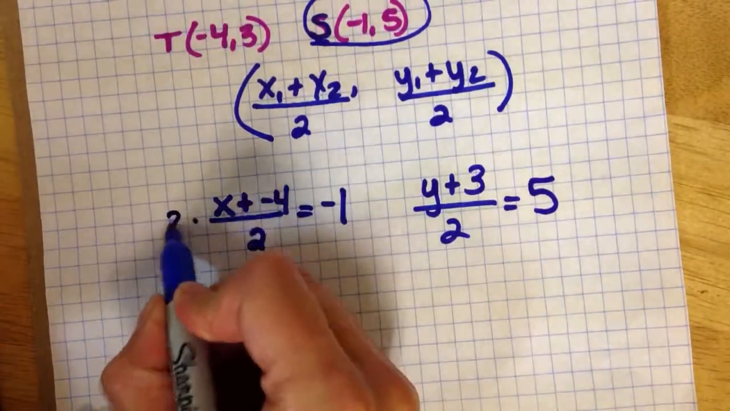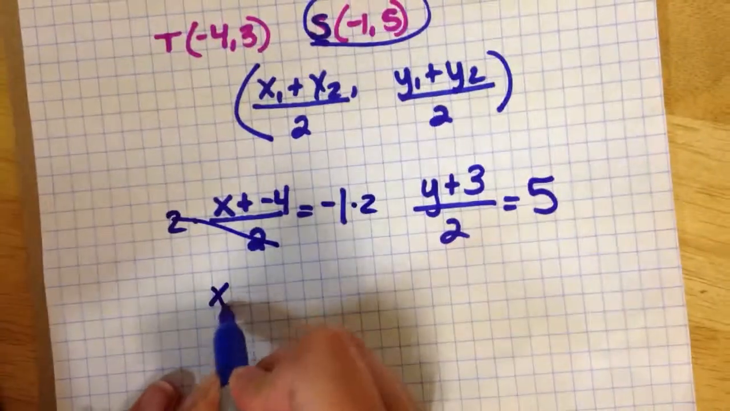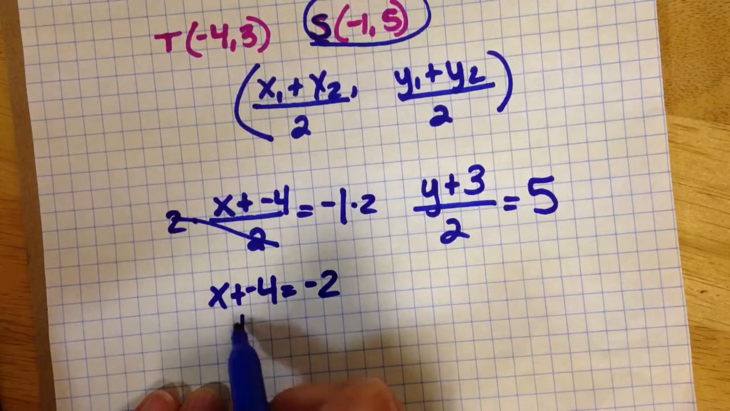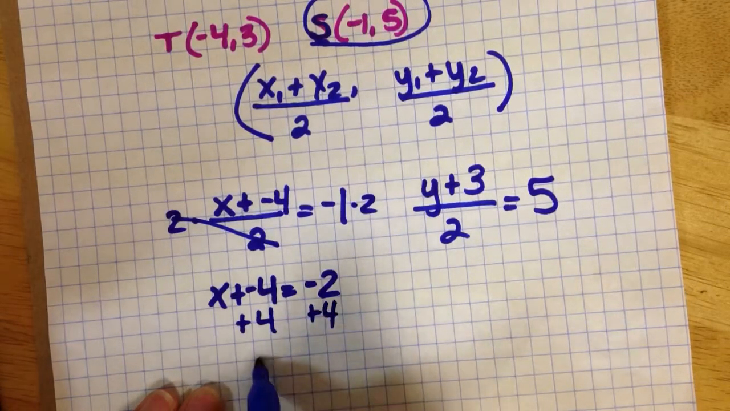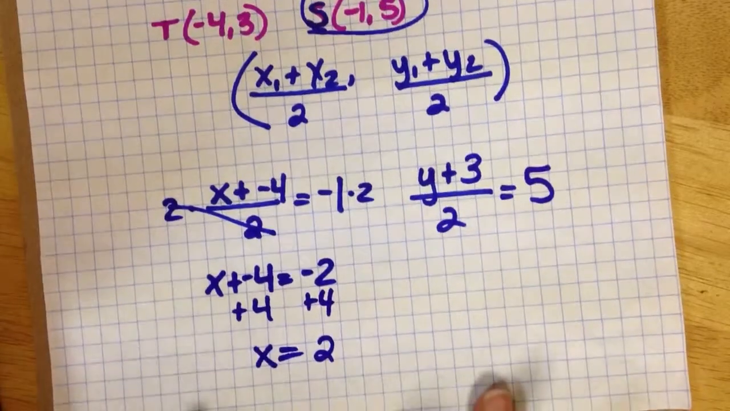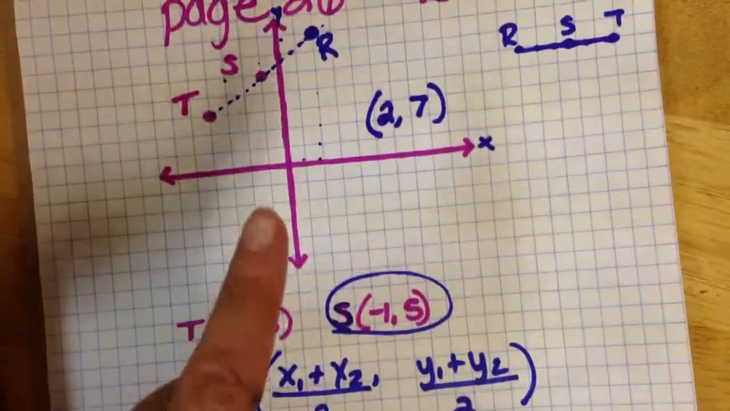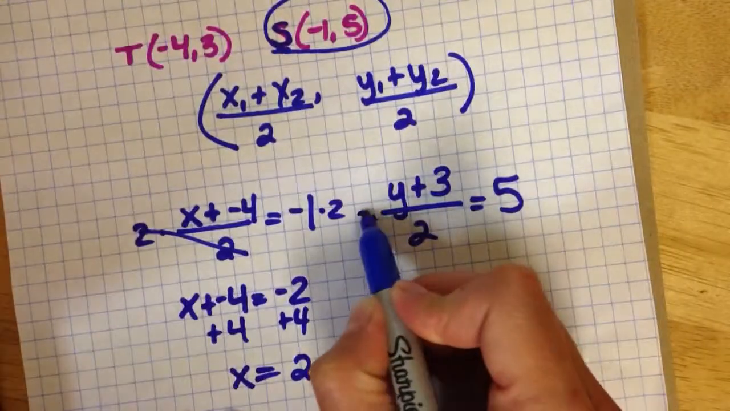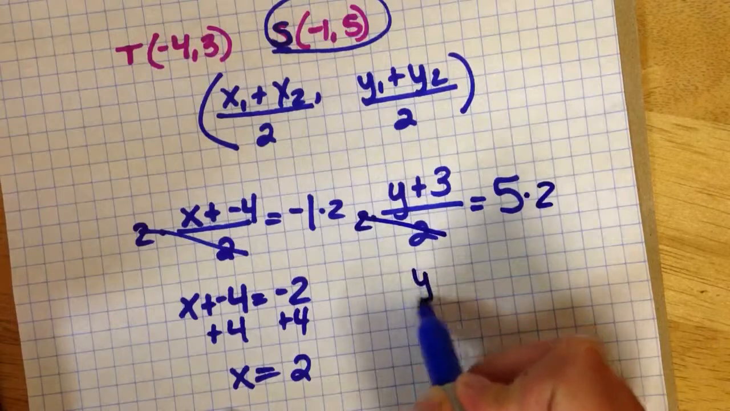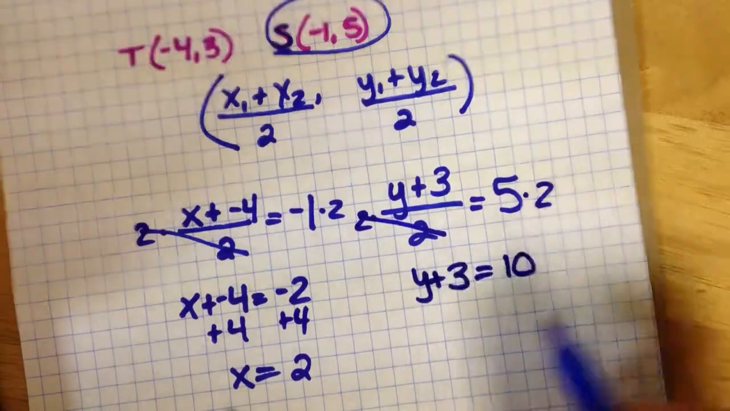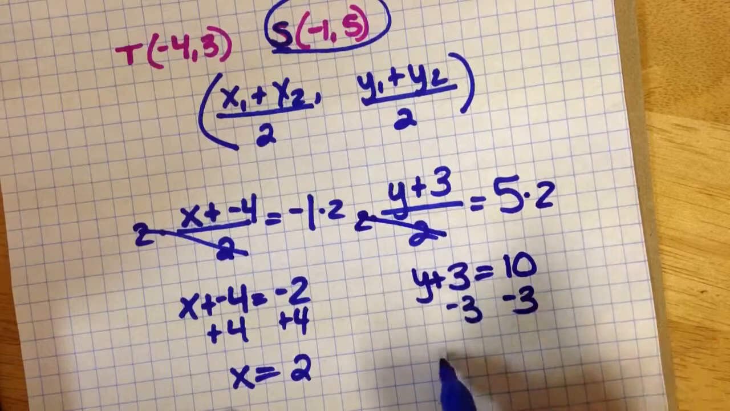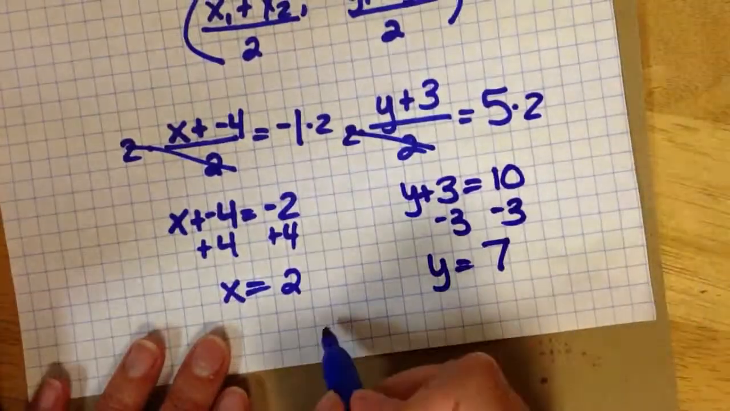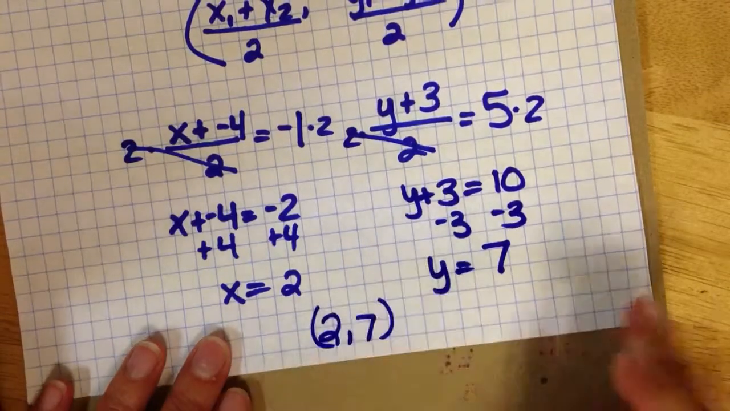So I'd multiply both sides by 2. And then I'm going to add 4. And I'm going to get that x is 2. So the x coordinate would be 2, just like we found on the coordinate plane. All right, so now I'm going to find the y coordinate. I'm going to multiply both sides by 2, and then subtract 3. And I'm going to get that the y coordinate is 7. So that means the ordered pair would be 2, 7.